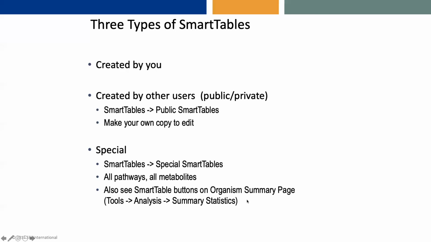Other ways you can get to these smart tables include if you go to the summary statistics page, which is on the analysis portion of the main menu. There are a number of buttons for common entities in that summary page that you can also turn into smart tables.